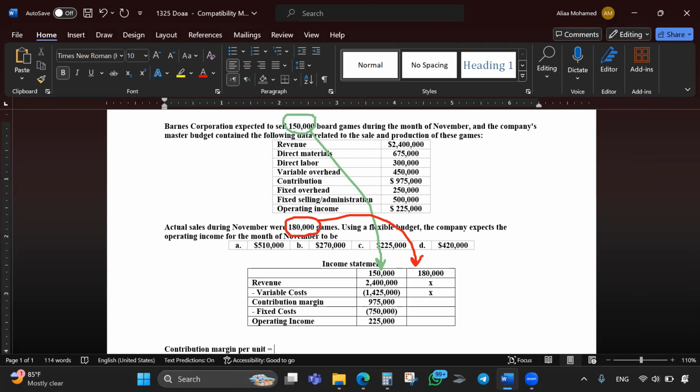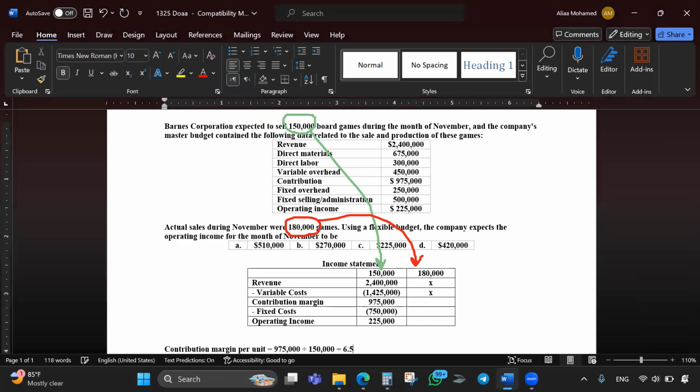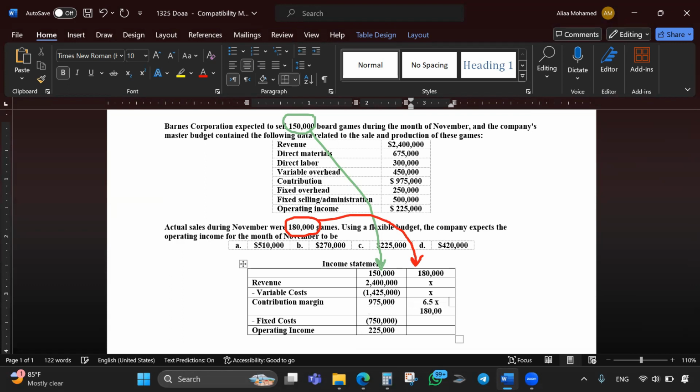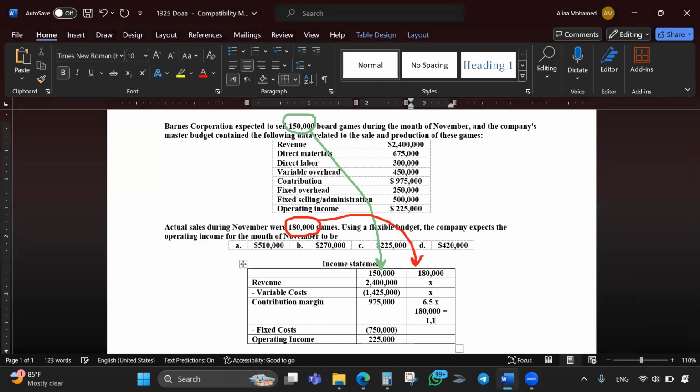Using this equation, 975,000 divided by 150,000 units will be equal to 6.5. The contribution margin per unit is 6.5. So the contribution margin here will be 6.5 multiplied by 180,000 units, which will be equal to 1,170,000.